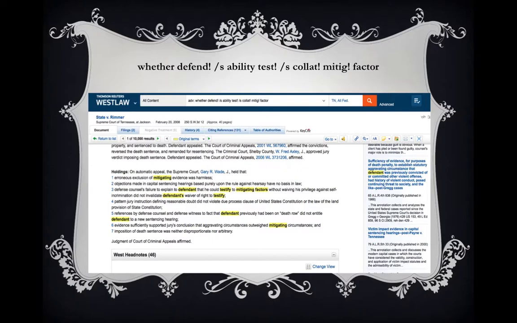It's a whole mouthful. So if it wasn't there, it would basically just read as whether the defendant has the ability to testify as collateral in regards to the mitigating factors. So right here is where you will find it on Westlaw, and you can also see the highlighted terms as it pertains to what you see up here.